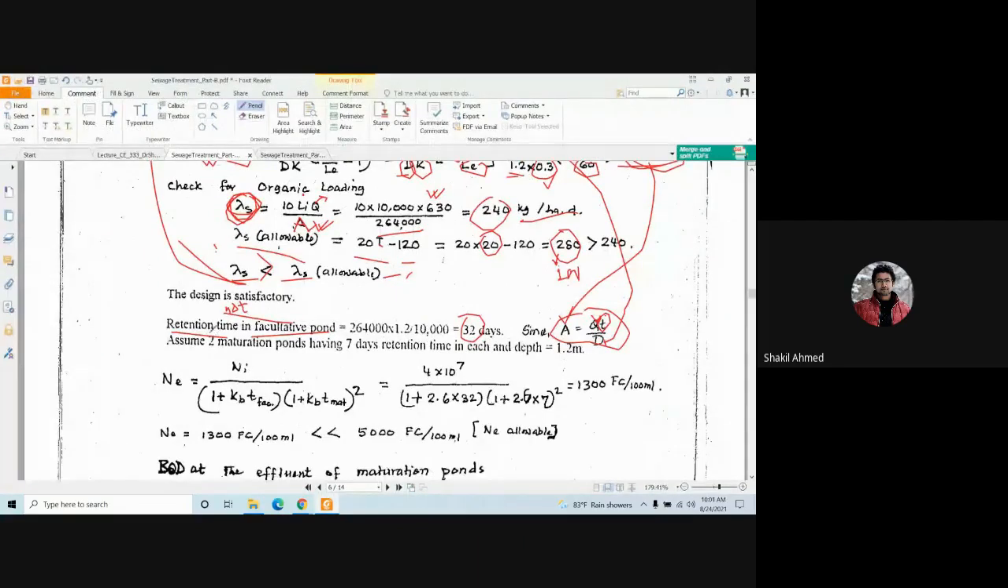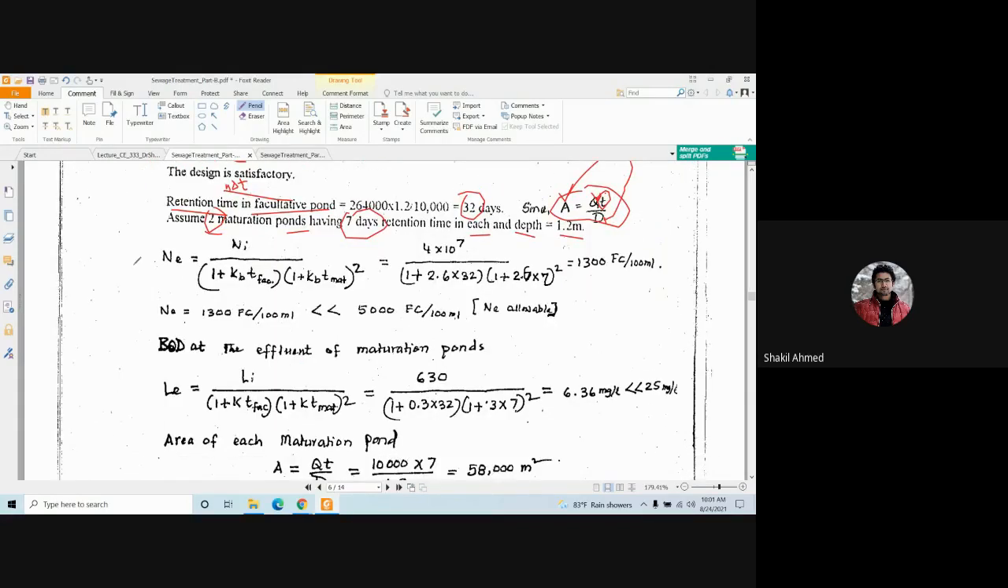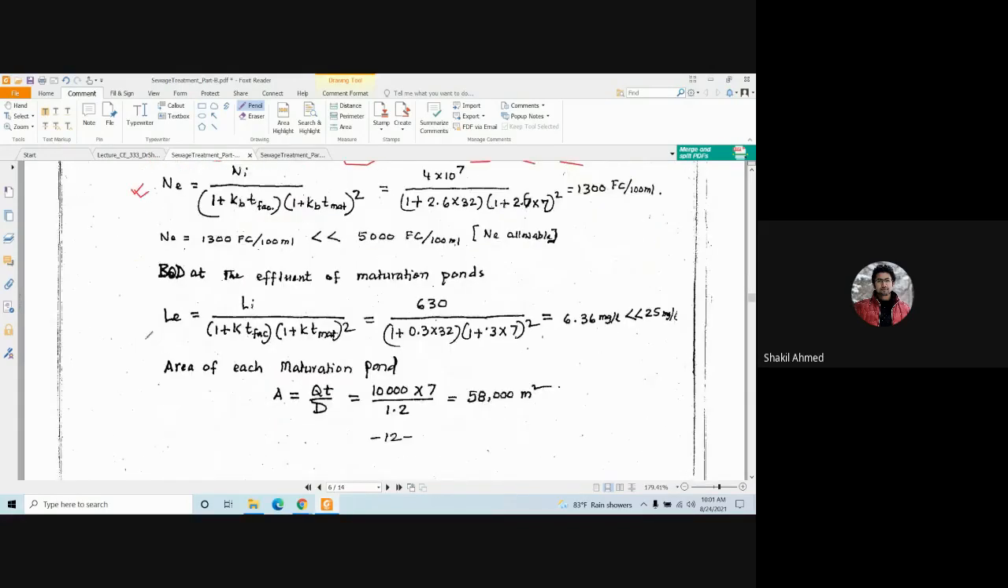Initially, let's assume we need two maturation ponds. You could have also started with one maturation pond, no problem. So assume we need two maturation ponds having 7 days of retention time in each and depth equals 1.2 meter. So you use this formula for Le: Le equals Li divided by 1 plus K T facultative, into 1 plus K T maturation. What's happening here, guys?